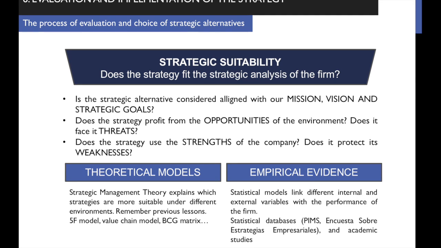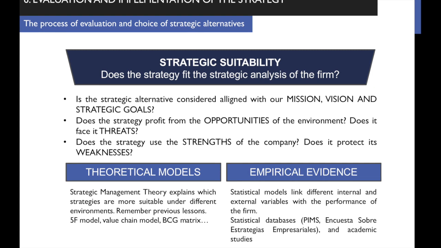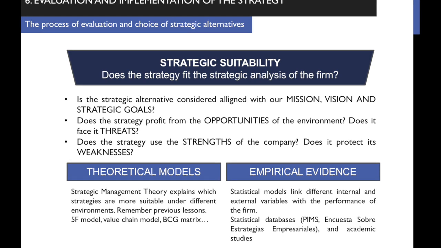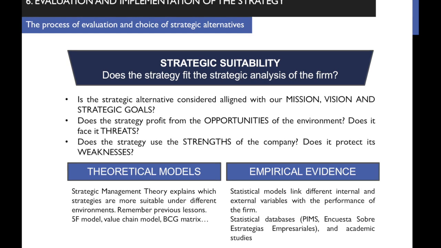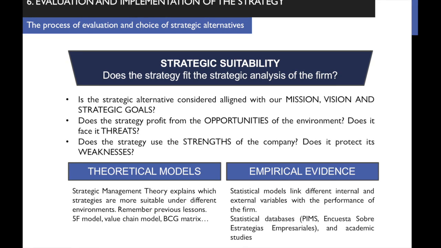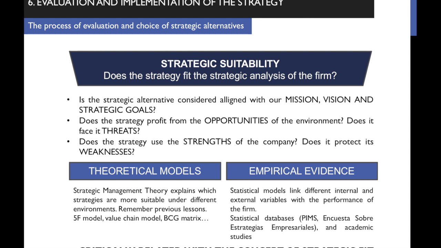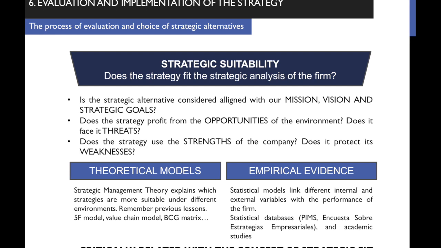Empirical evidence. Empirical evidence is based on statistical models which link different internal and external variables with the performance of the firm. Imagine that we had a database about what companies have done in different circumstances and the results they have had. If we analyze this database, normally we would have a panel of data. We analyze this panel and we discover that some variables are more related with success, with profitability, than others. This is empirical evidence.